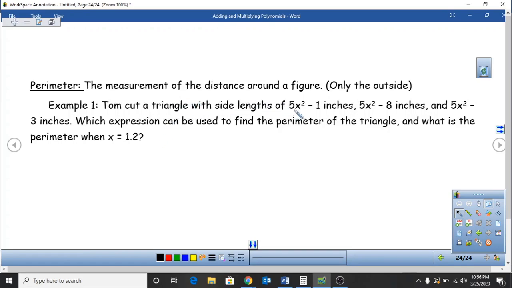Remember, we don't count the inside, right? So let's look at an example. It says, Tom cut a triangle with side lengths, right? And the triangle has three sides, so there has to be three side lengths: 5x squared minus 1 inches, 5x squared minus 8 inches, and 5x squared minus 3 inches.